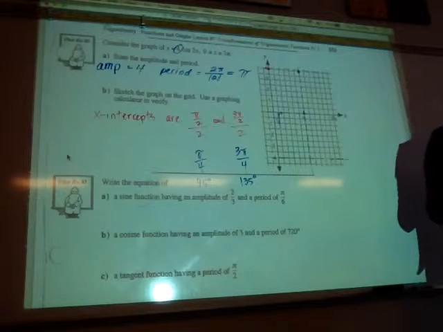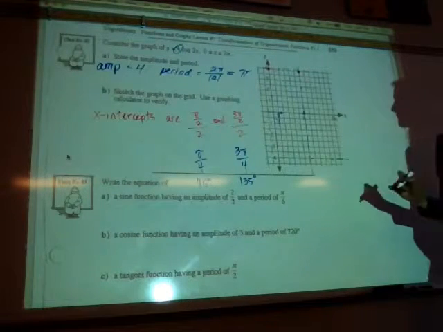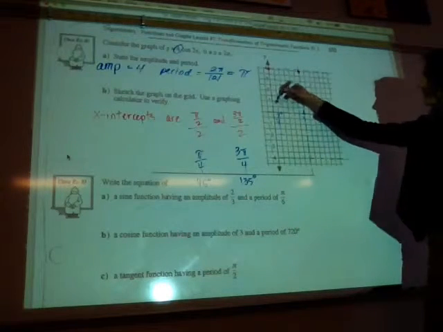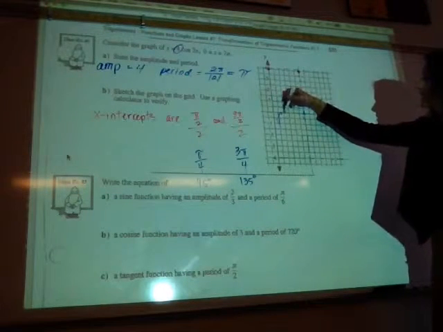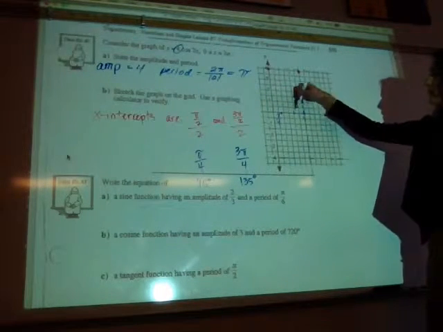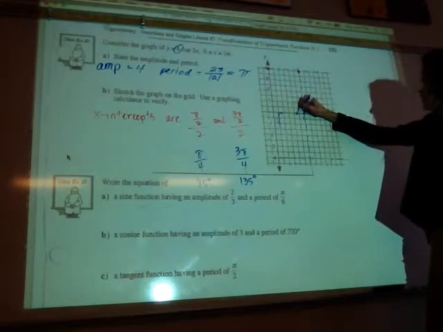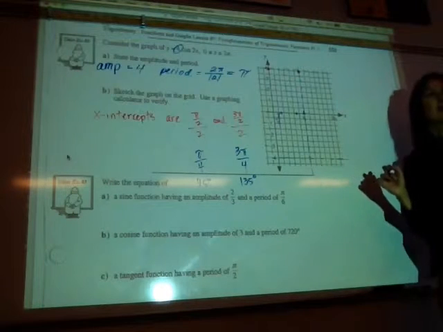Our next x-intercept will be at 3 pi over 4, or 135 degrees. So let's just count again. We have 30, 60, 90, 120, 150. 135 will be right in between those two lines. Okay, right before 150.